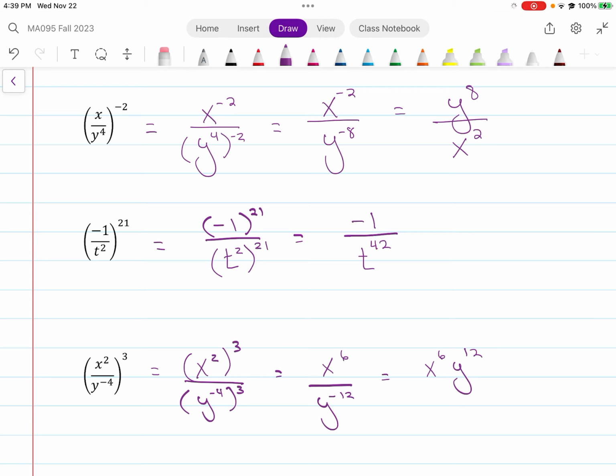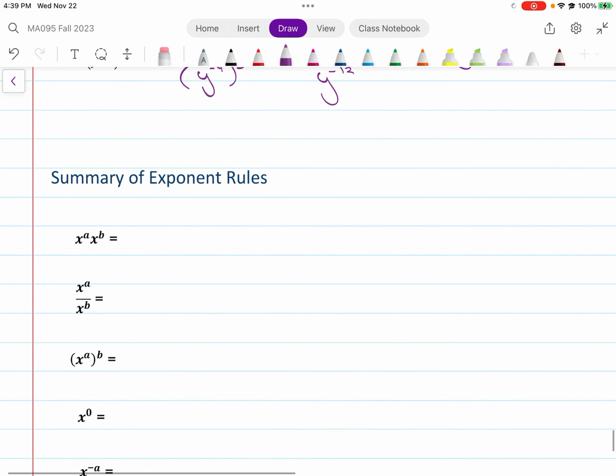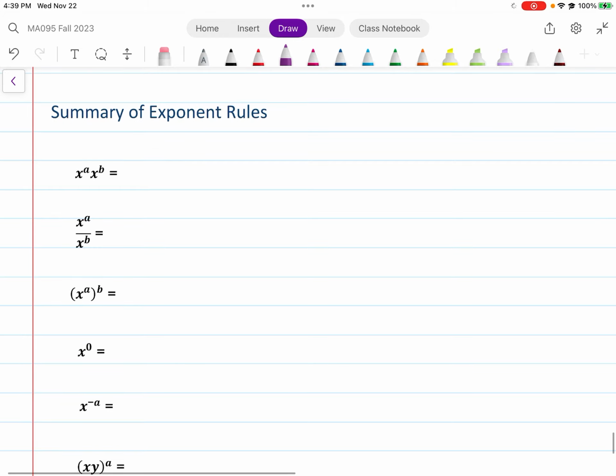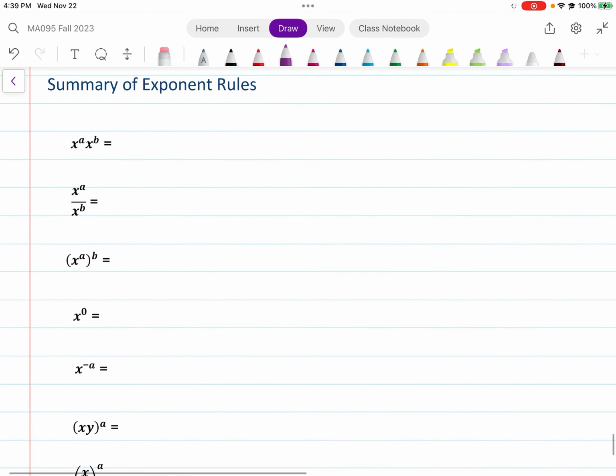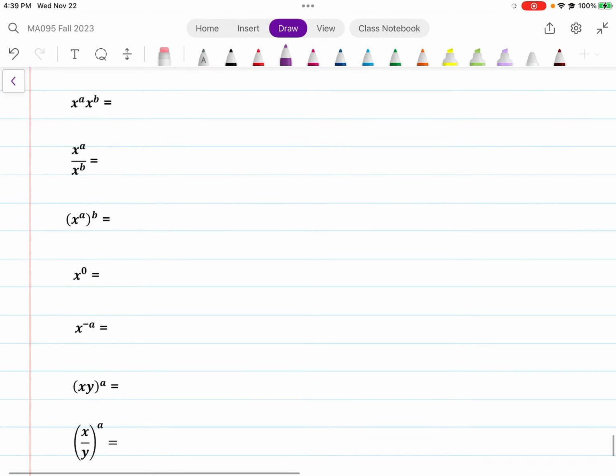All right, that was the last of the exponent rules. So now I'm going to summarize them all. I would highly recommend that you have a piece of paper where you have rules and equations and formulas all in one place. So what I'd like to challenge you to do is pause the video and try to come up with all of these rules without looking in your notes.